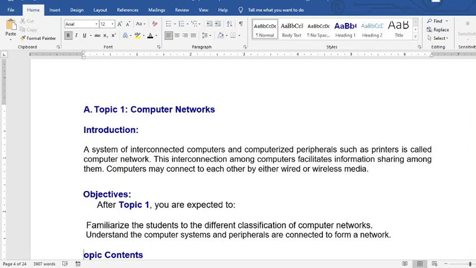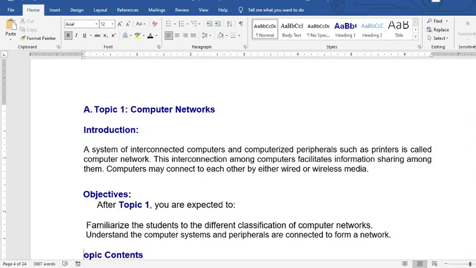As for the introduction, a system of interconnected computers and computerized peripherals such as printers is called a computer network. This interconnection among computers facilitates information sharing among them. Computers may connect to each other by either wired or wireless media.